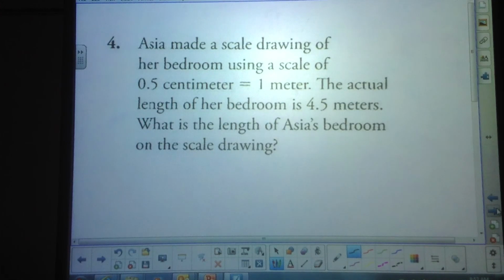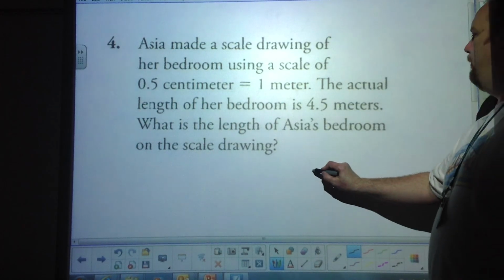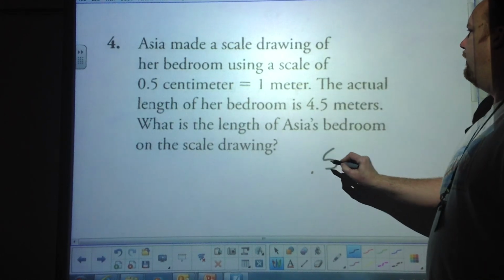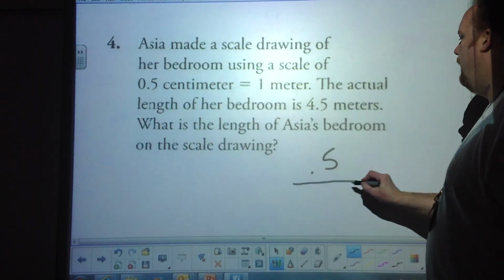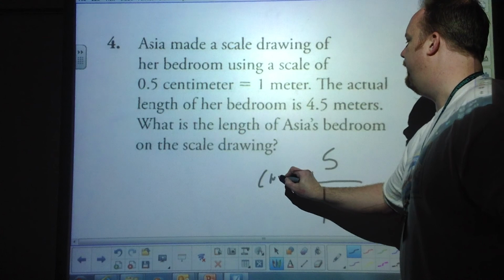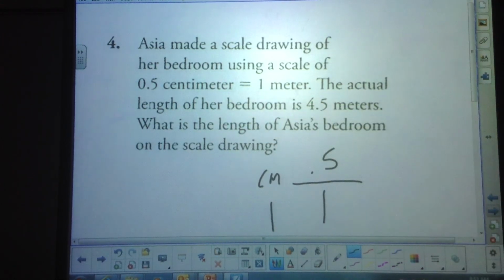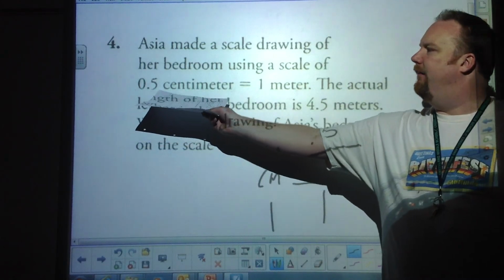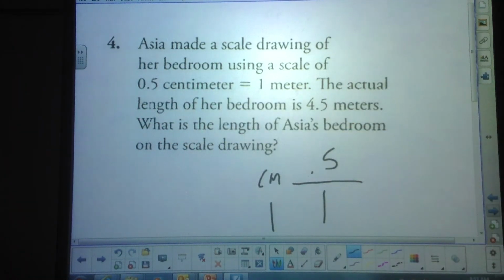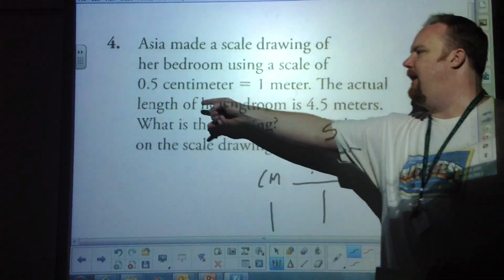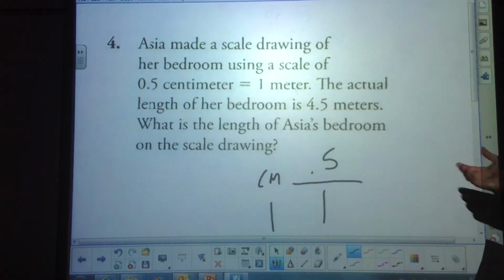Okay. Asia made a scale drawing of her bedroom using a scale of 0.5 centimeters equals a meter. So we're going to put centimeters here and 1 meter here. I don't know if they're going to ask you questions like this on the CRCT or not. I generally don't like it when you don't have that being a one whole unit. It's usually 1 inch, 1 centimeter, 1 millimeter, or so on equals something. But here they decided to give you a 0.5 centimeter, so you got to deal with that.